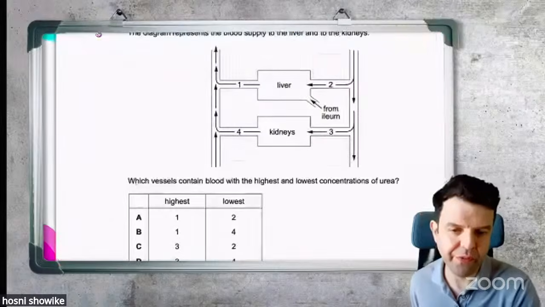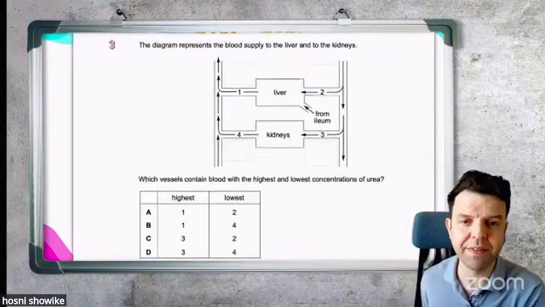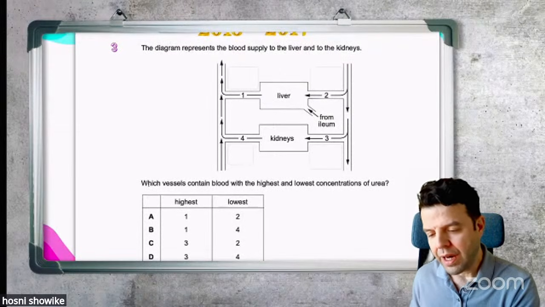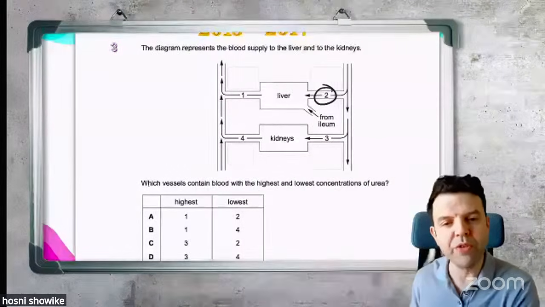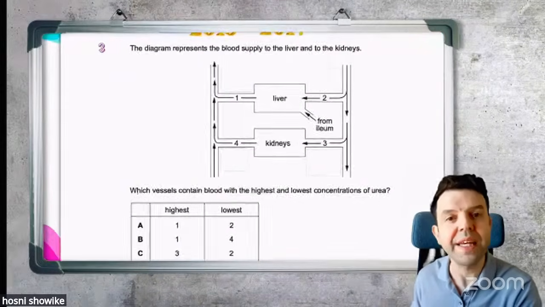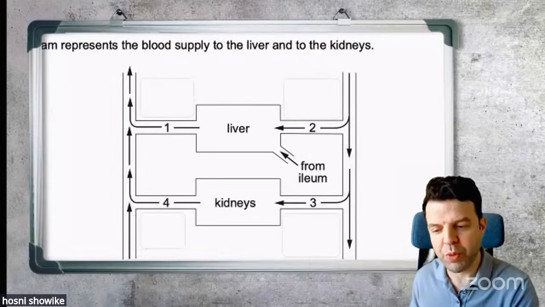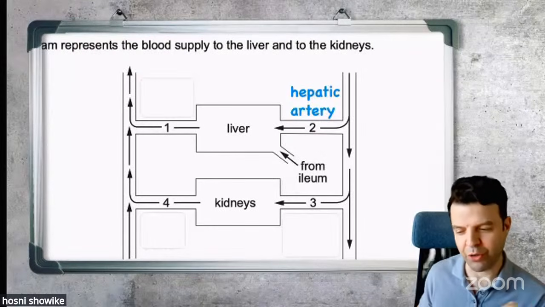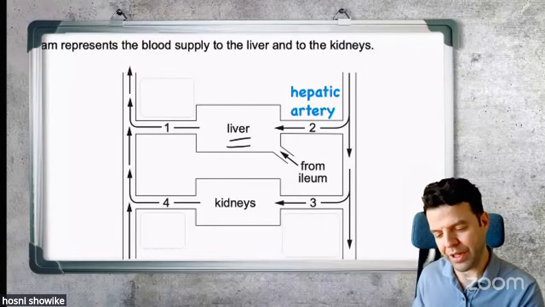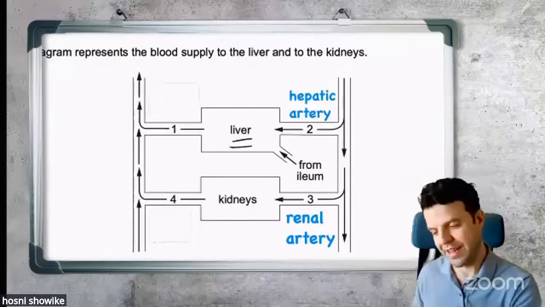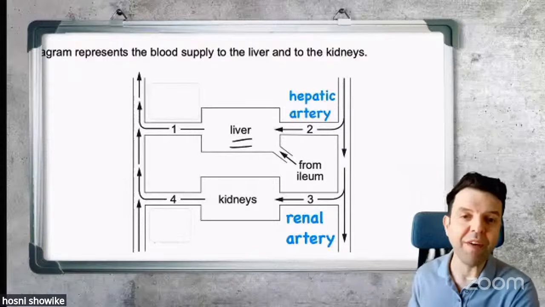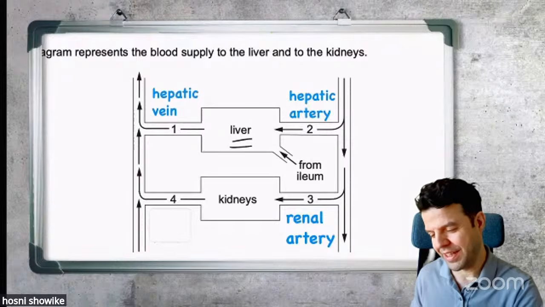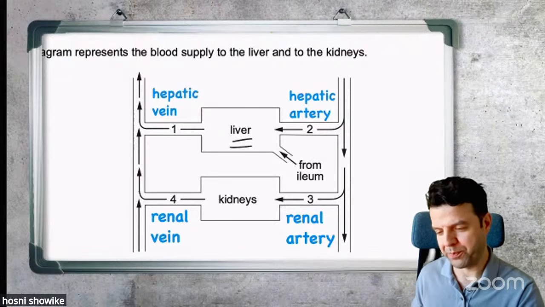Now, for this question, it's about the kidney still. Let's just identify those vessels. I got a blood vessel going to the liver. If the blood vessel is going to the liver, that must be what? That must be renal. Sorry, what am I saying? Hepatic artery. It's the liver. That's the renal artery, okay? The blood vessel that takes the blood away from the liver, I should say, is hepatic vein. And from the kidney it's going to be renal vein, okay?